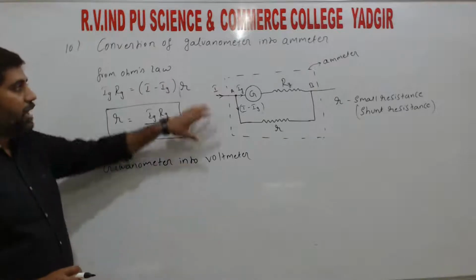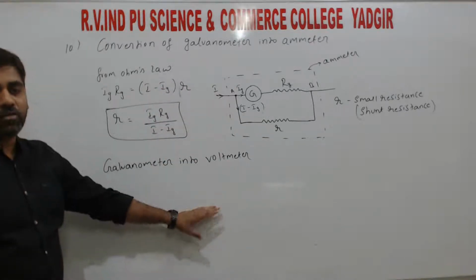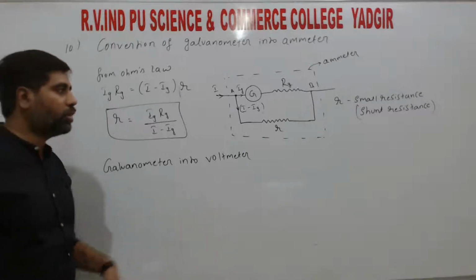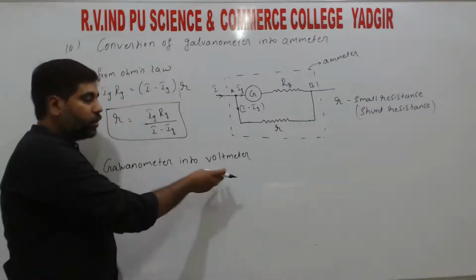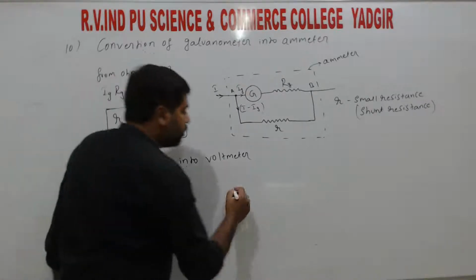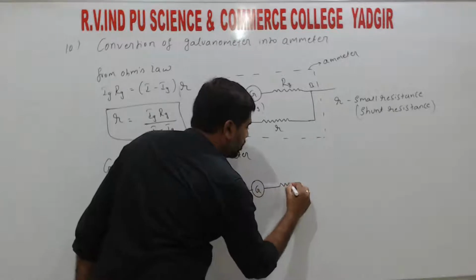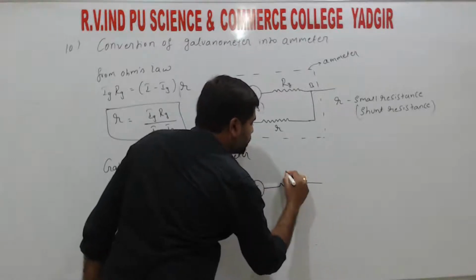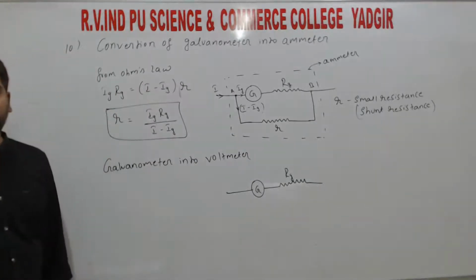In the exam, they may ask for either the ammeter or the voltmeter, right? One of them will be asked, so you should know both. So again, we are going to convert the galvanometer into a voltmeter. First we consider one galvanometer. G is the galvanometer and Rg is the resistance in the galvanometer, right?